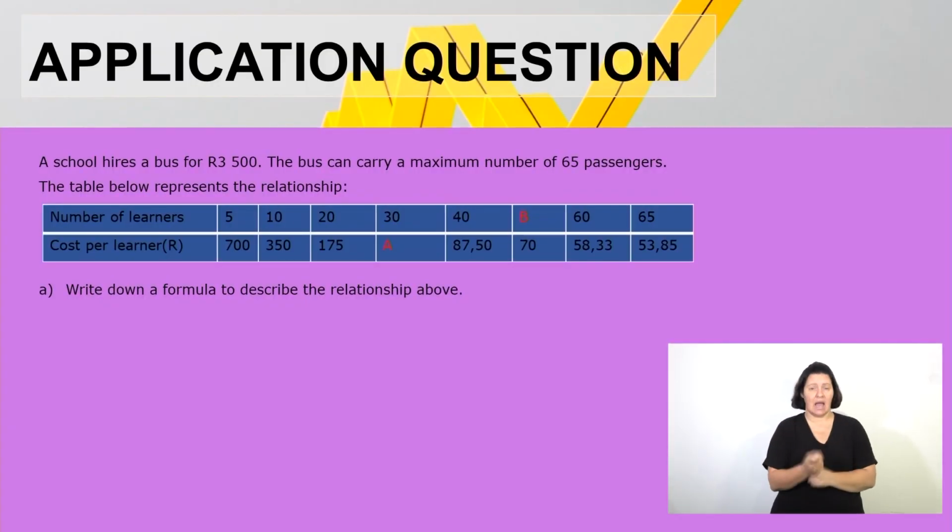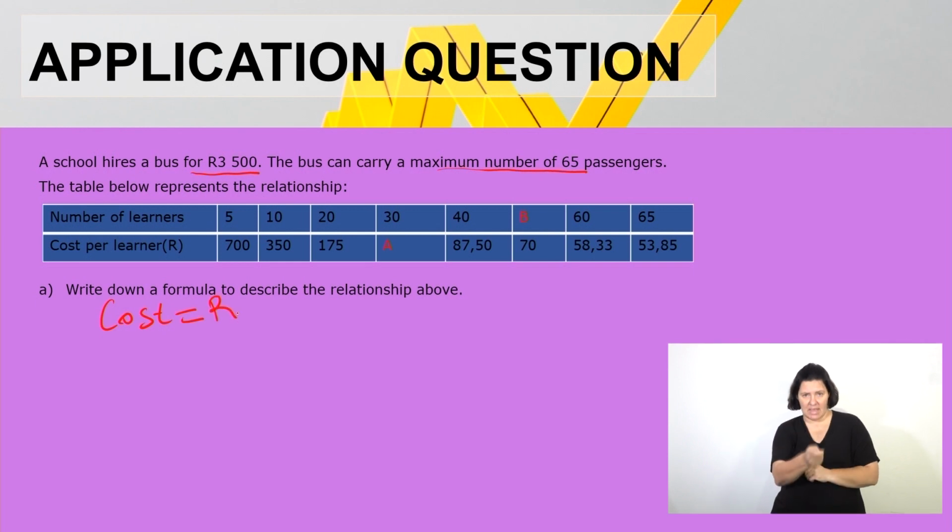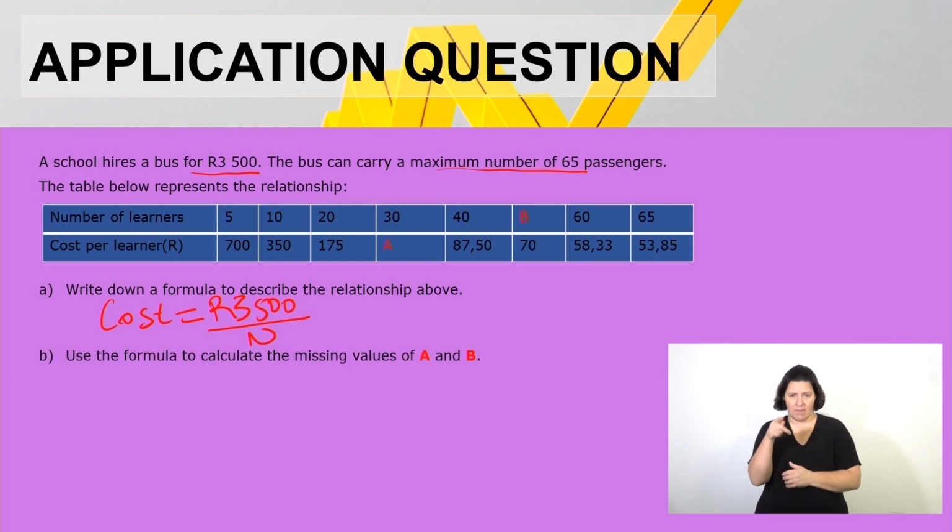Moving along, a school hires a bus for 3,500. The bus can carry a maximum of 65 passengers. The table below represents the relationship. All right, write down a formula to describe the relationship above. If we want to calculate cost, we will then say cost is equals to the total amount to be paid, 3,500, divided by the number of learners. That will be our formula.